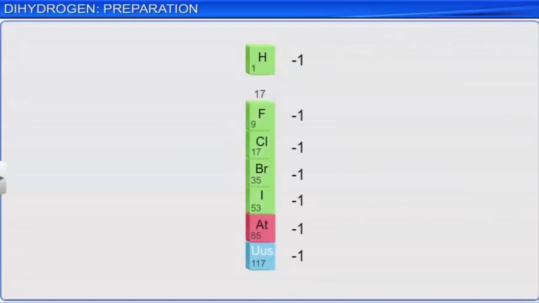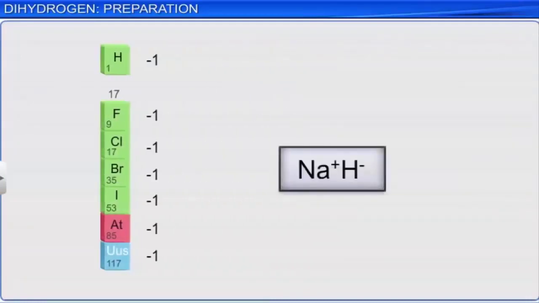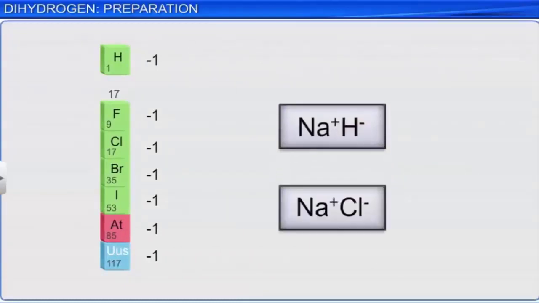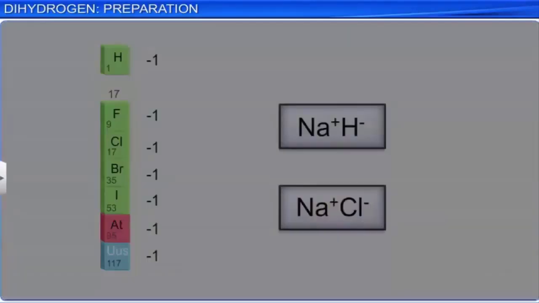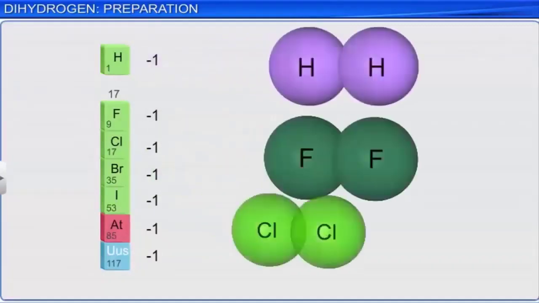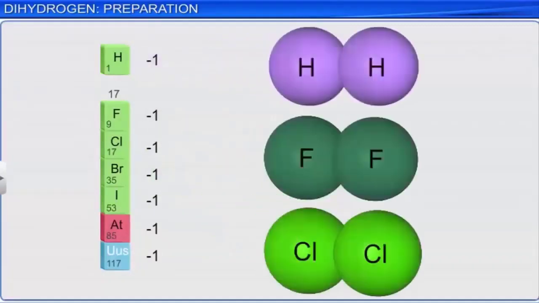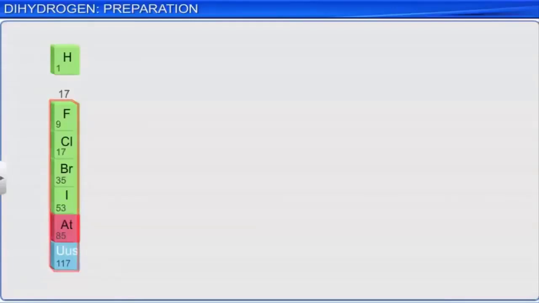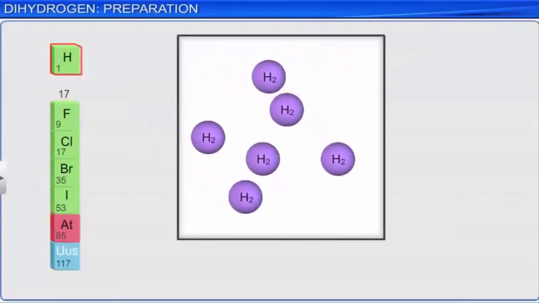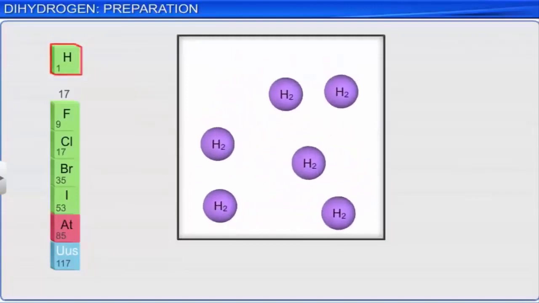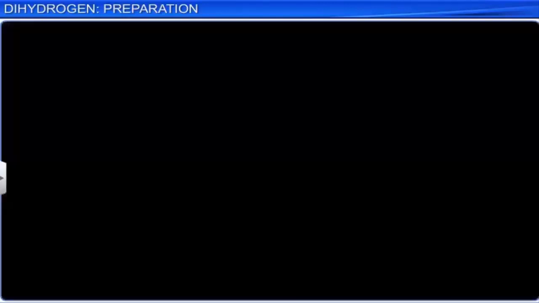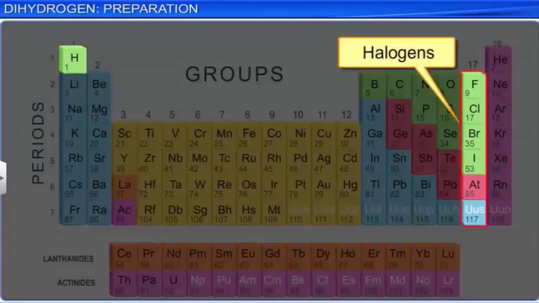For example, in sodium hydride, hydrogen has an oxidation state of -1, which is the same as that of chlorine in sodium chloride. The molecules of hydrogen and halogens are diatomic. Like halogens, hydrogen is non-metallic in nature and usually exists in gaseous form. In spite of several similarities with halogens, hydrogen also exhibits behavior that makes it different from the halogens.